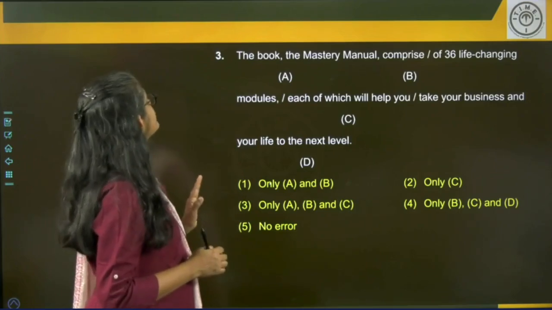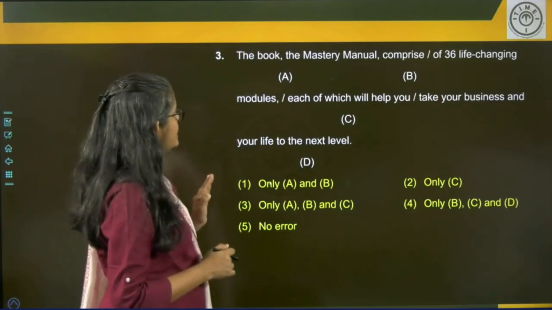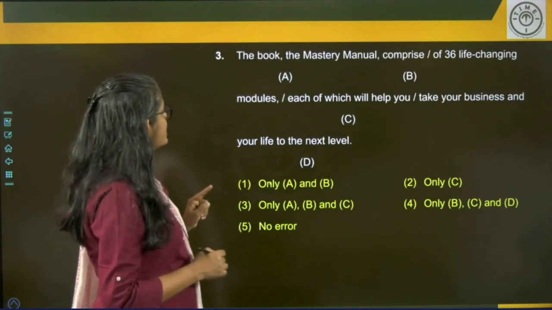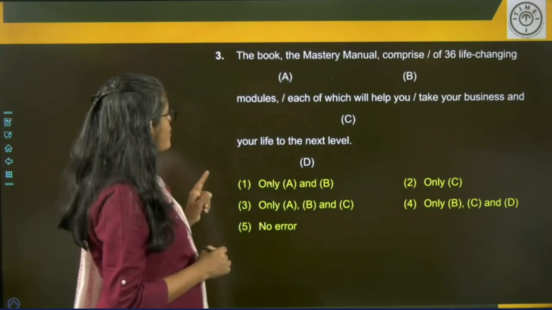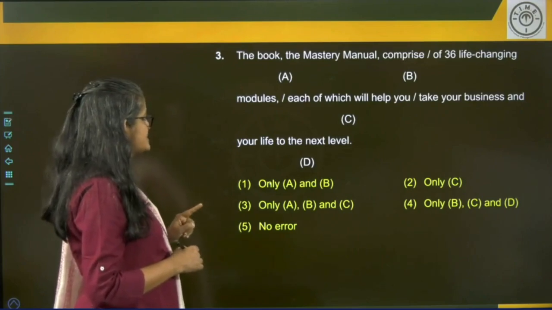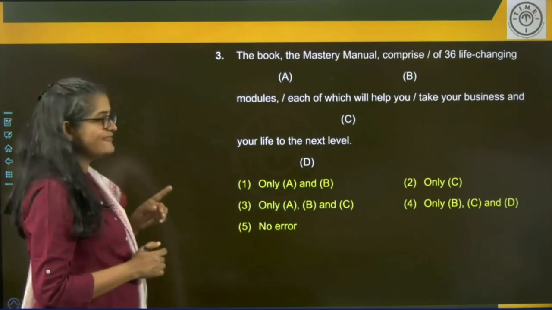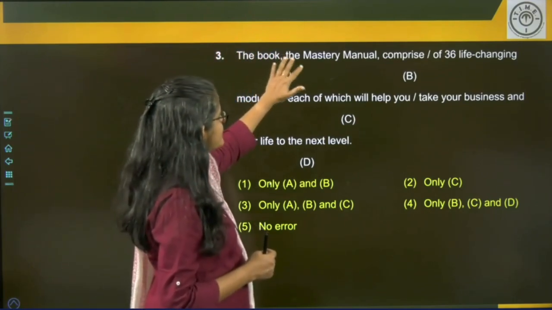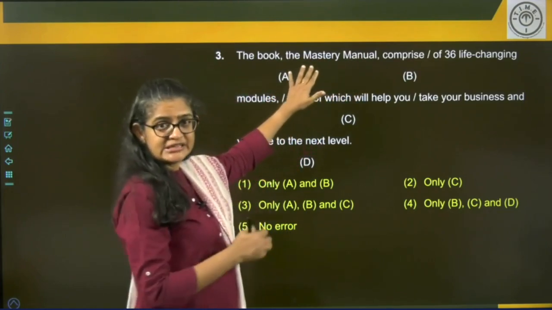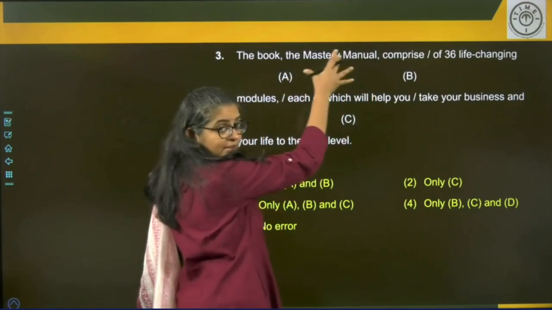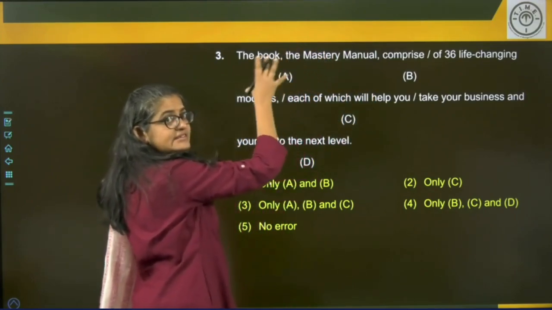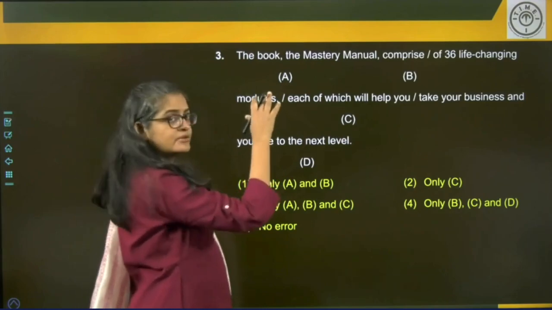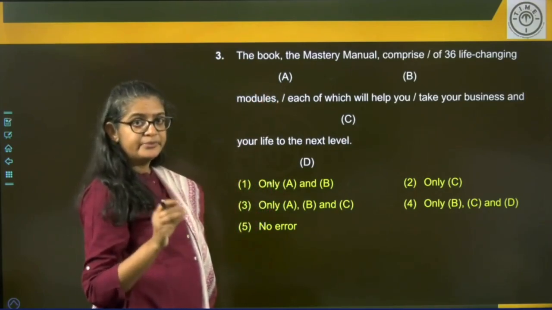The book, the Mastery Manual, comprise of 36 life-changing modules, each of which will help you take your business and your life to the next level. Have you spotted the mistakes? The book, the Mastery Manual. What is the subject? The book, the Mastery Manual. This is the subject. Is it singular or plural? Singular. So, look at the subject verb agreement.